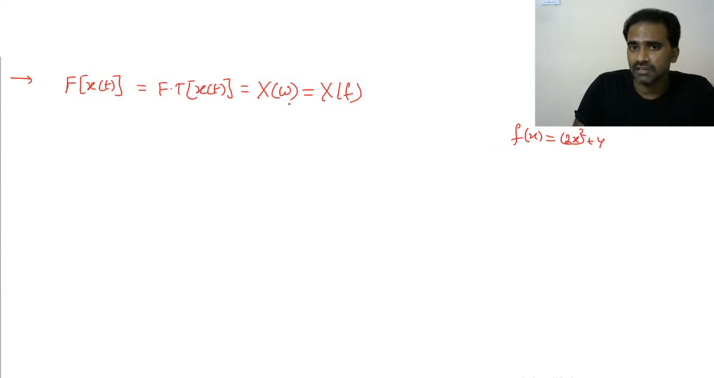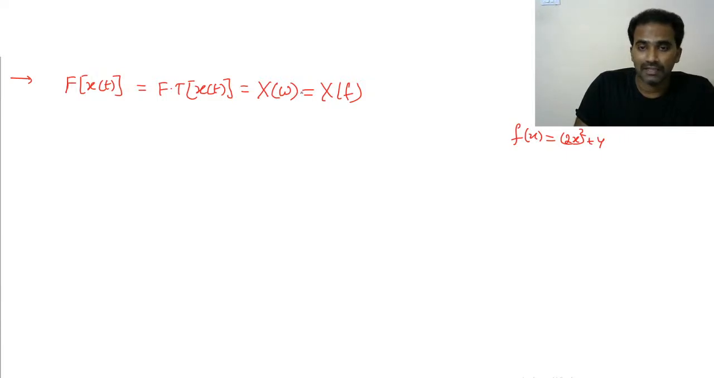The 2 pi is just a constant, right? So since 2 pi is a constant, f is the only variable. That's why instead of writing X of 2 pi f, we simply write capital X of f. So X of omega and capital X of f are exactly the same. If you know the Fourier transform in terms of omega, just replace omega with 2 pi f, and you will get the Fourier transform in terms of f. Generally, whatever formulas we remember are in terms of omega.